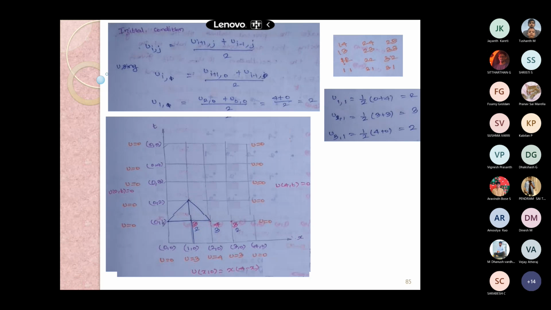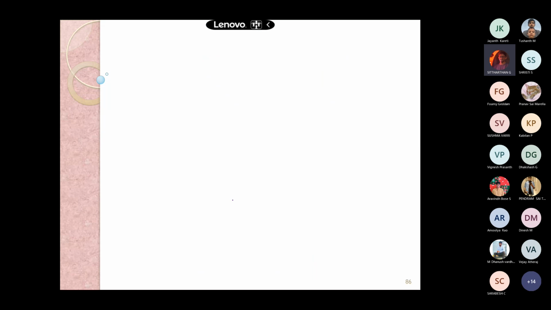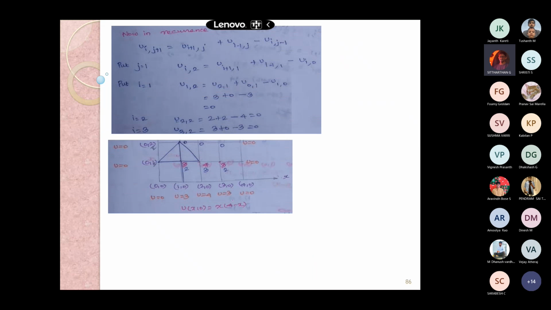Yes, continue. Here you need to find, Siddhartha. 2 plus 2 minus 4, again 0. Okay, good. Here 3 plus 0 minus 3. Very good. Then the result is 0. Yes, I am continuing the iteration.